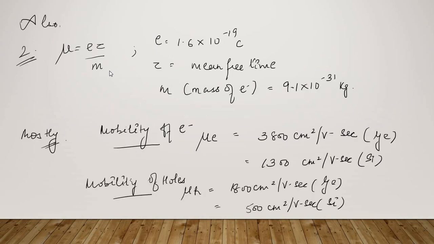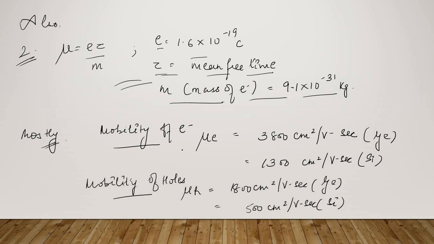Another thing is, in case of just electrons, you can use this particular formula, that is mu equals e tau upon m. Here e obviously is 1.6 into 10 to the power minus 19 coulombs. Tau is the mean free time of the charge carrier. m is the mass of electron, that is 9.1 into 10 to the power minus 31 kg. This is mostly used for electrons. So mu equals e tau upon m is the second way to calculate mobility of electrons.